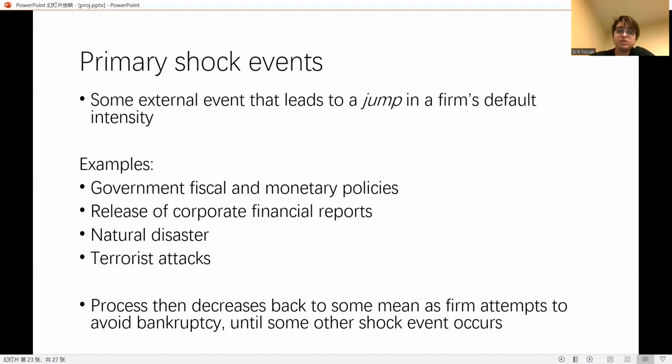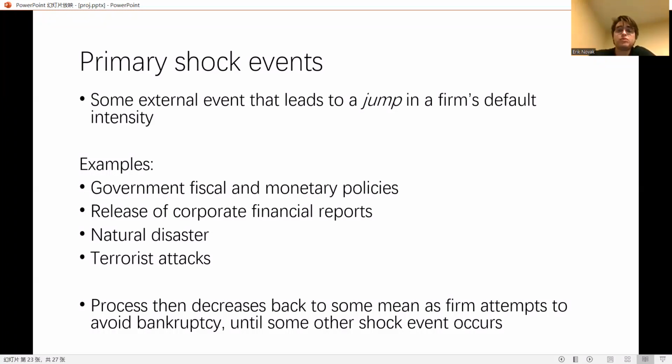So now that we understood what the Cox-Ingersoll-Ross process does, it's important to note one of its limitations. And to understand that, we should consider what a primary shock event is. This is basically some external event that ends up leading to a jump in the firm's default intensity, its likelihood of defaulting. And what are some examples of primary shock events?